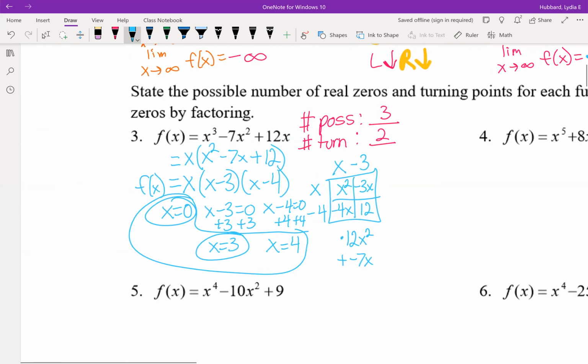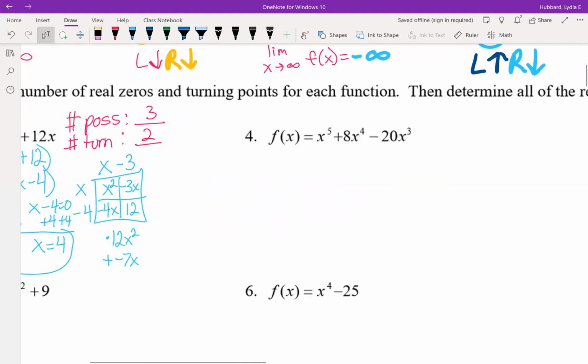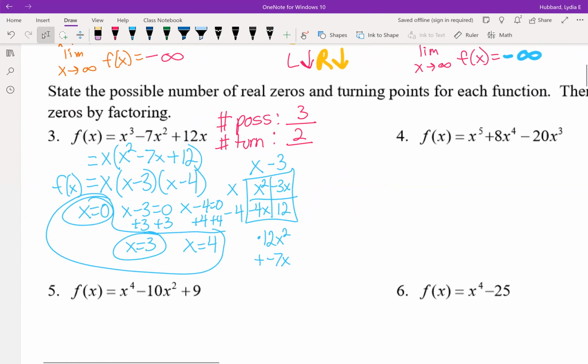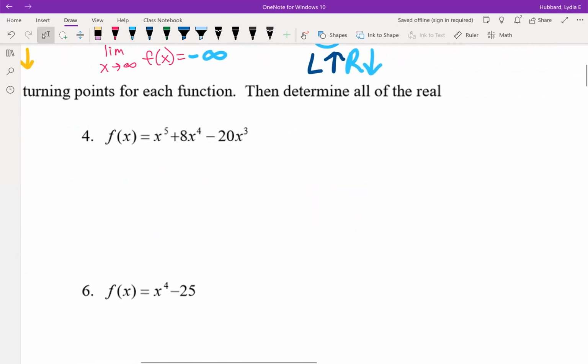Okay, and we want to double check that we've done all our steps: state the possible number of real zeros and the turning points, then determine all of the real zeros by factoring. We've done that. Okay, so now let's do it for number 4. So again, we take the highest degree, which is 5, and that's going to tell us the number of possible real zeros. So that means that there are 5 possible real zeros, and then we just subtract 1 to get the number of turning points, and that would be 4.